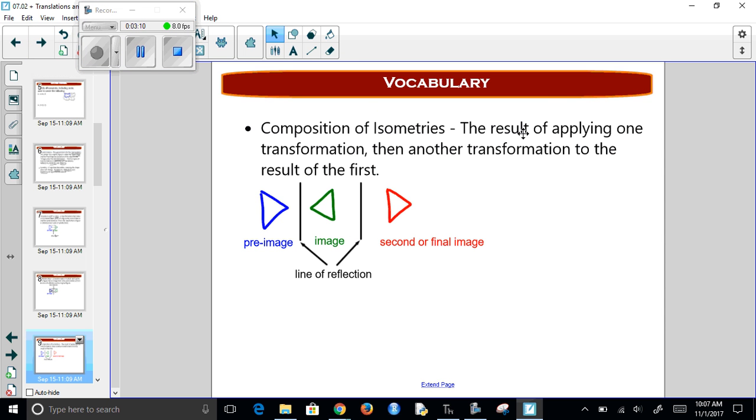Composition of isometries is the result of applying one transformation and then another transformation onto the image. So we take our pre-image where we start, we reflect it, and then we reflect it again. So when we do a couple of things, we call that a composition of isometries.